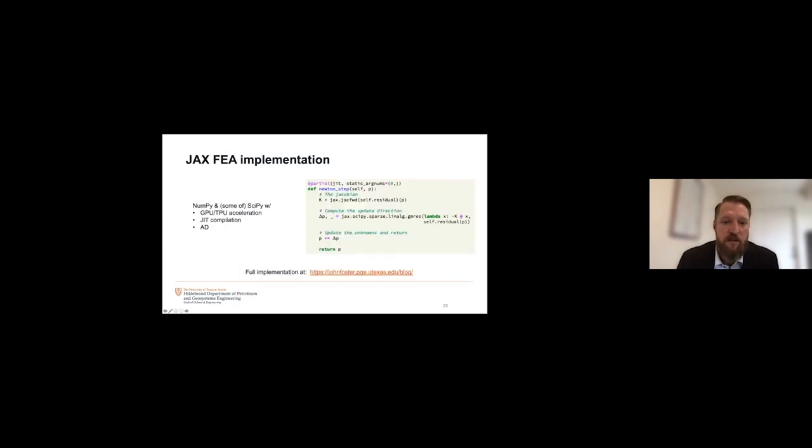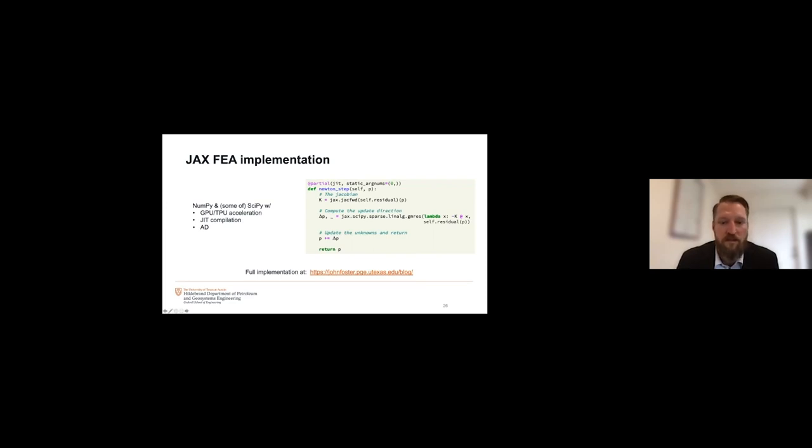JAX is, if you're familiar with Python, then you've absolutely used NumPy and SciPy to do computations with. And what JAX is, it's NumPy and some of SciPy with GPU, TPU acceleration. So the computations can be carried out on accelerators, GPUs. Everything can be just-in-time compiled to run on GPUs and TPUs, and you can automatically differentiate everything, right?